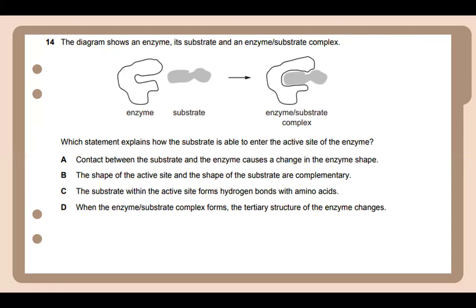The diagram shows an enzyme, its substrate, and the enzyme-substrate complex. Which statement explains how the substrate is able to enter the active site of the enzyme? The answer will be contact between the substrate and the enzyme, which causes a change in the enzyme's shape.